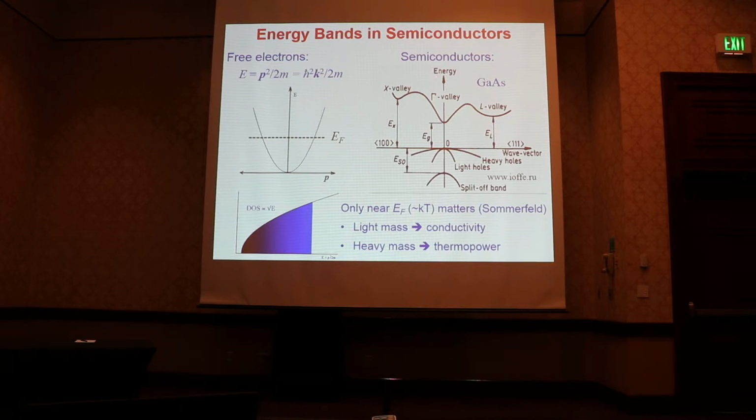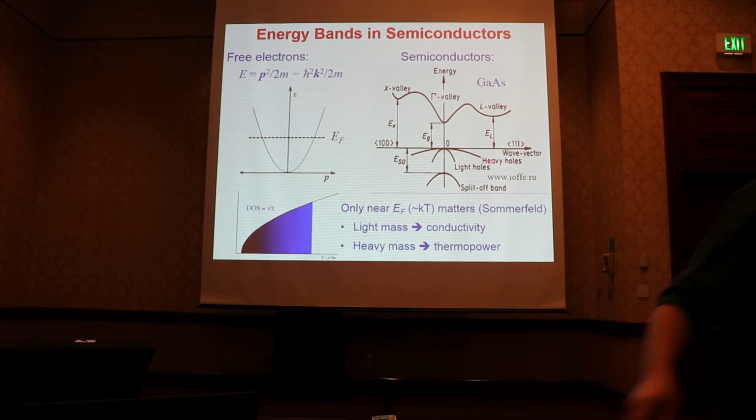So this is a real semiconductor. This is old data for gallium arsenide. And if you look at N-type gallium arsenide, then it kind of looks parabolic here, but there's other pockets nearby that might have some influence at very high temperature. But if you look at P-type gallium arsenide, what you see is that there's nothing parabolic about it.